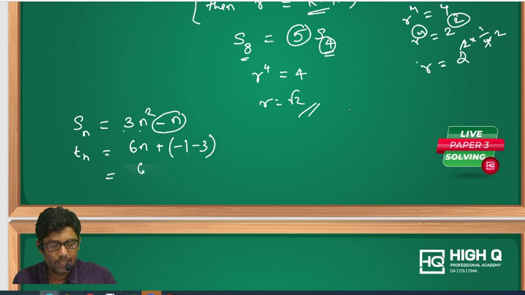Now what are you getting? Sir, 6n minus 4, sir. So what is T1 equal to? 6 into 1 minus 4, which is nothing but 2.